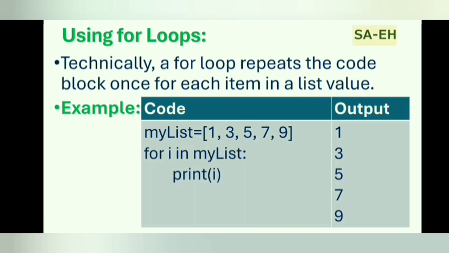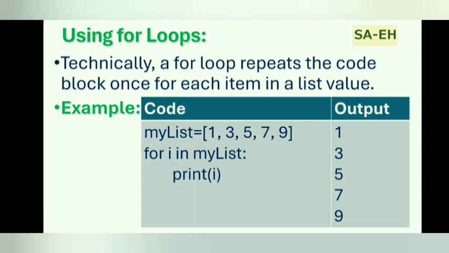Using for loop. The most common and simplest method for traversing a list is to use a for loop. Technically, a for loop repeats the code block once for each item in a list value. Example. In this example, the first thing I did was create a new list with the 5 integer elements 1, 3, 5, 7 and 9 and assign it to variable mylist. We used a for loop to iterate over each element in the list. In each iteration, the loop variable i holds the current element. The print statement prints every element of the list.